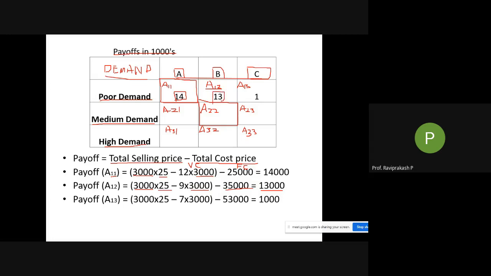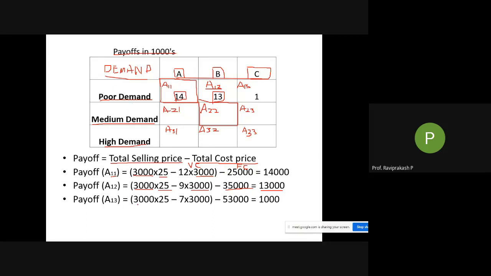Next, coming to A13. Again it is A. Not A, C. Poor demand is there. I got confused here because I was using the terminology A. So here A13, it is product C and poor demand only.